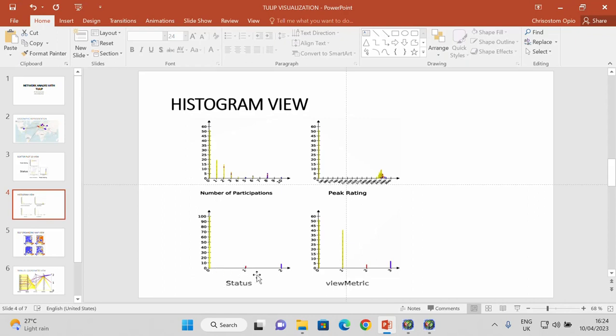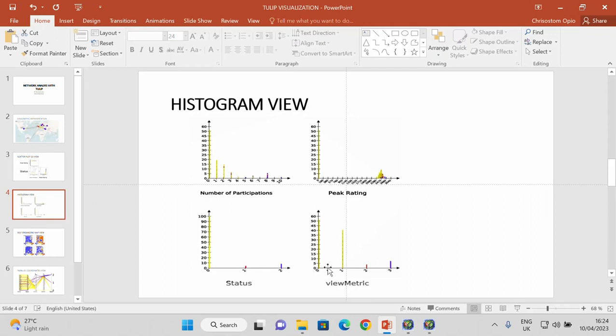So status versus the number of participants, you find that status 0 has the highest number. Then status 1 has the least number, and status 2 has also a small number, but of course, at least it is higher than for status 1.